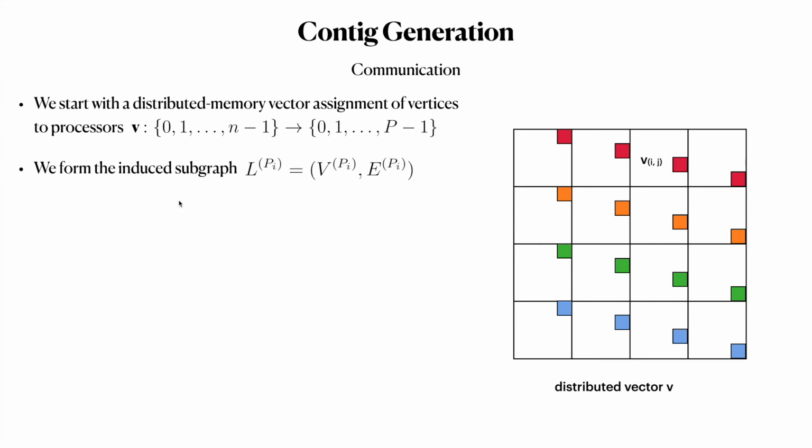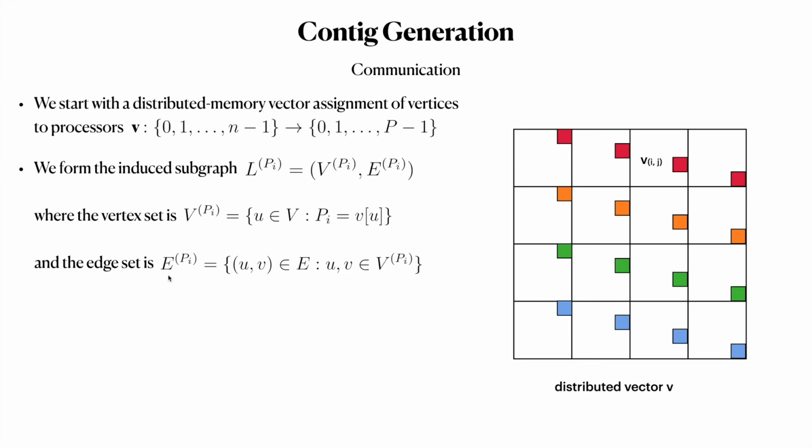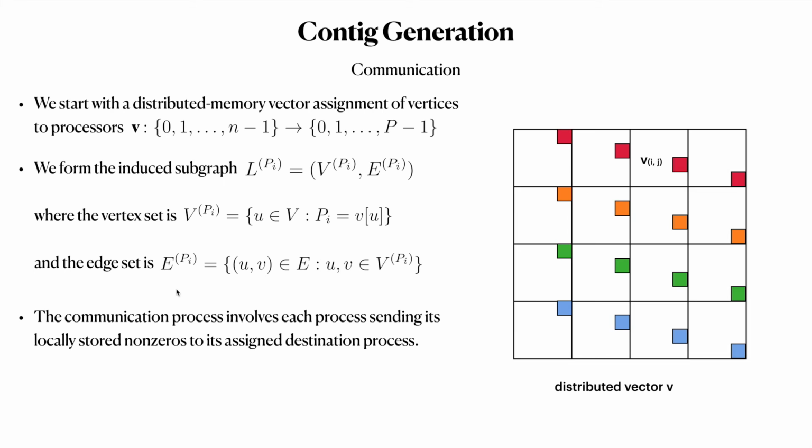So we want the induced subgraphs, which are defined as subgraphs where the vertex set on each processor is given by its distributed vector assignment from this vector v, and the edge set is given by all the edges that have source vertices and destination vertices within that vertex set. And so each process has to communicate the edges that it stores. It has to send those to its destination based on this distributed vector.